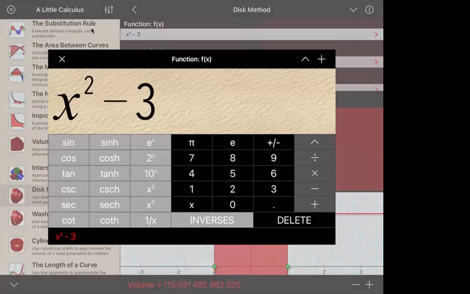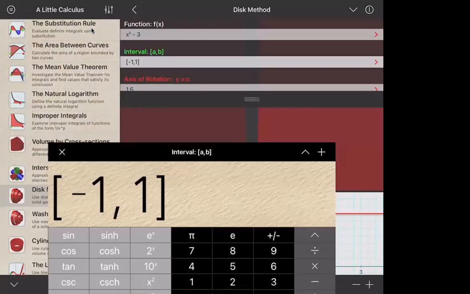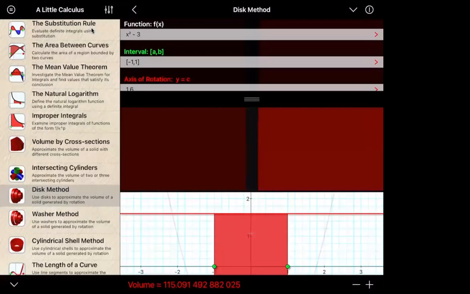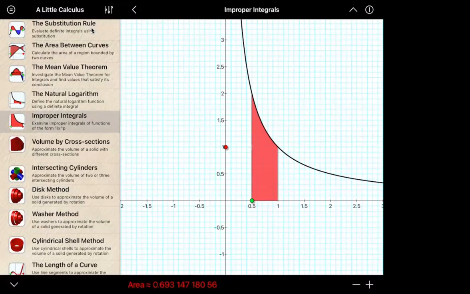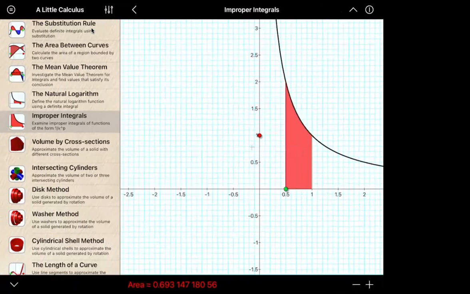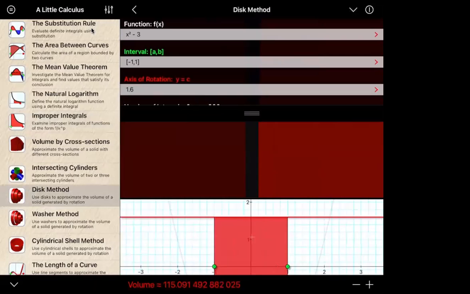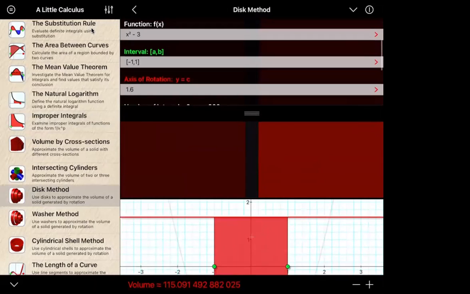I can come in here and put in a function. Let's see. Well, I'm happy with this one. So I have x squared minus 3, and we're going from -1 to 1. We'll just stay from -1 to 1. And so that's what it looks like right there. But I want to go back to the disk method. Sorry, I hit the wrong key. All right, so this is a graph of what I have in here, which is x squared minus 3.